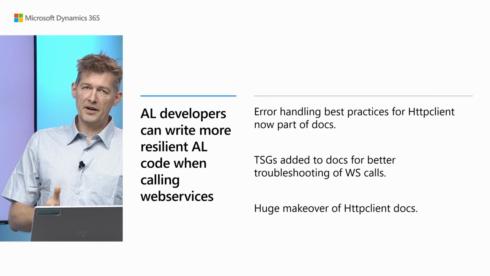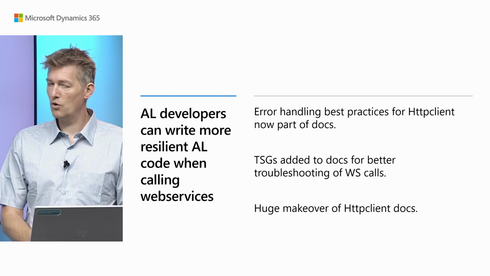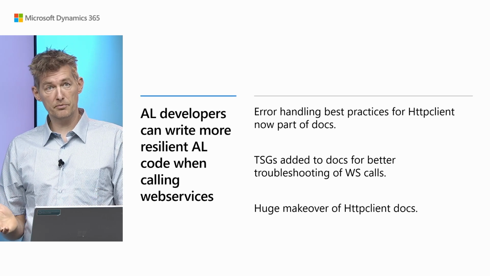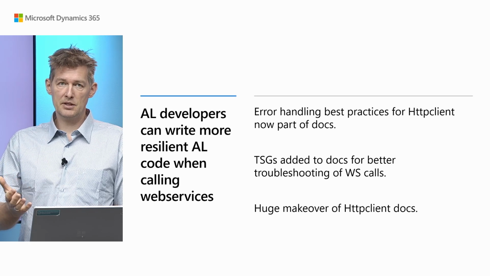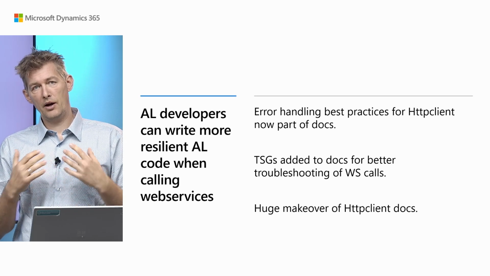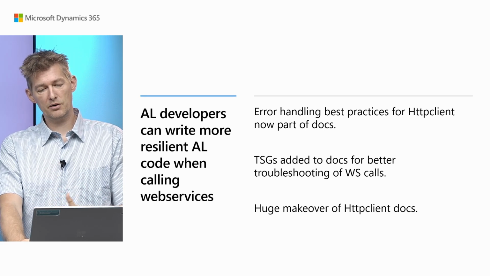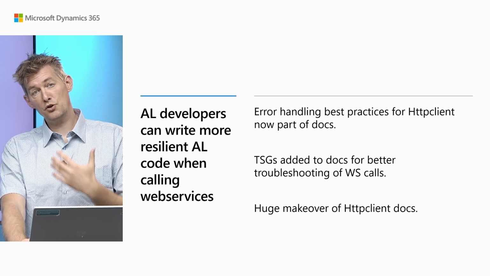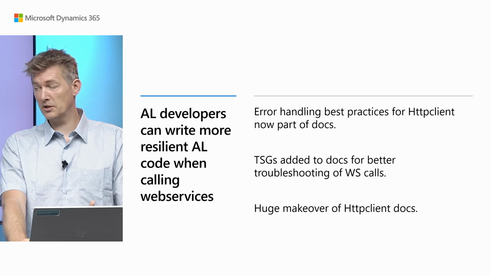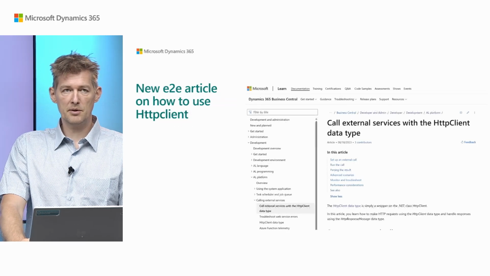The most effective way to not have issues with web services is to write robust code. So apart from TSGs, we also added error handling best practices when you use HttpClient to call out to external services. And we made actually a huge makeover of the documentation for HttpClient. I'll just go through a few of these examples.